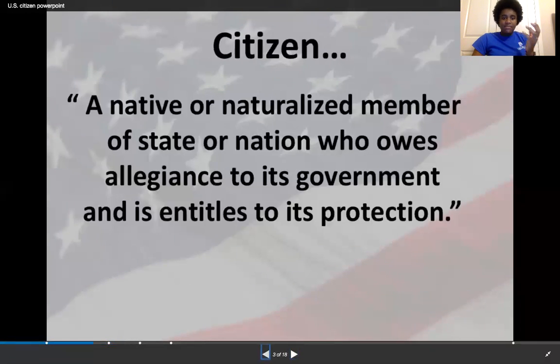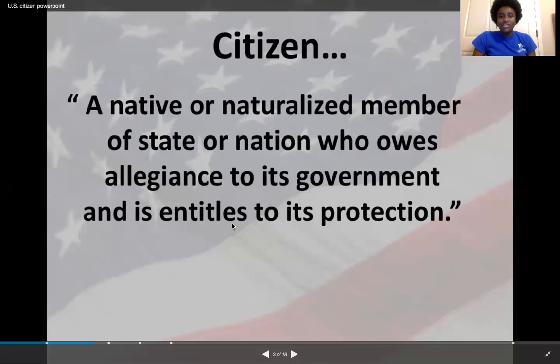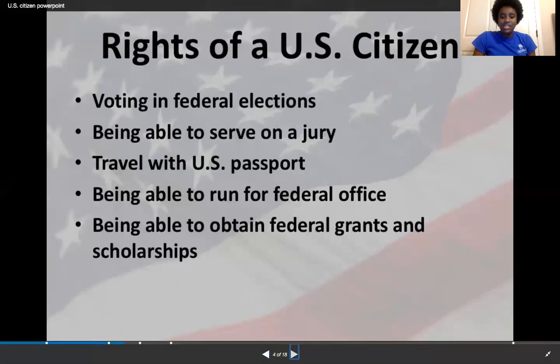So it's basically somebody that either was born here or was naturalized, which we'll learn about later, of the state or the union. So, state being like Tennessee, Texas, Kentucky, stuff like that. Or the nation would be the United States of America, who owes allegiance. So, that means you owe yourself to the government and you try to protect it. So, that's basically what a citizen is.